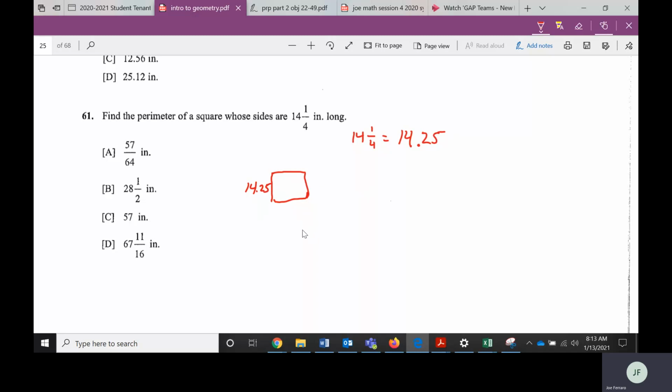So there's 2 ways you can do this. You could hit 14.25 plus 14.25 and so on, add that 4 times. Or on that first page, I said the perimeter of a square is 4s. Well, s in this case is 14.25. When you multiply that, you get 57, and there's your answer.